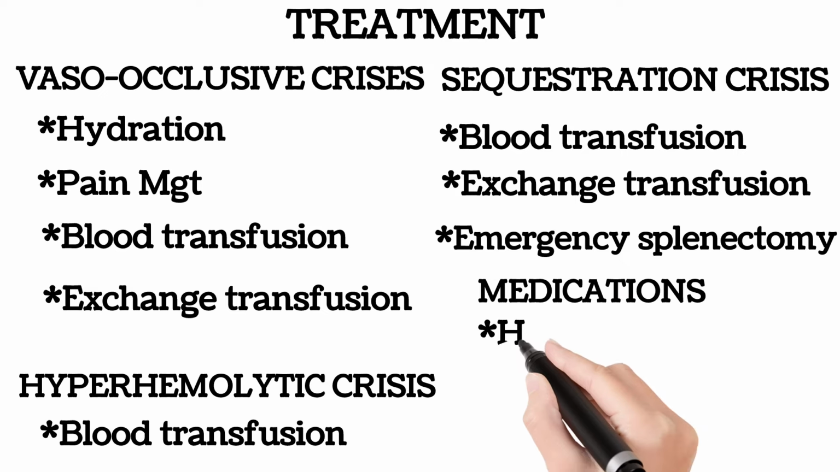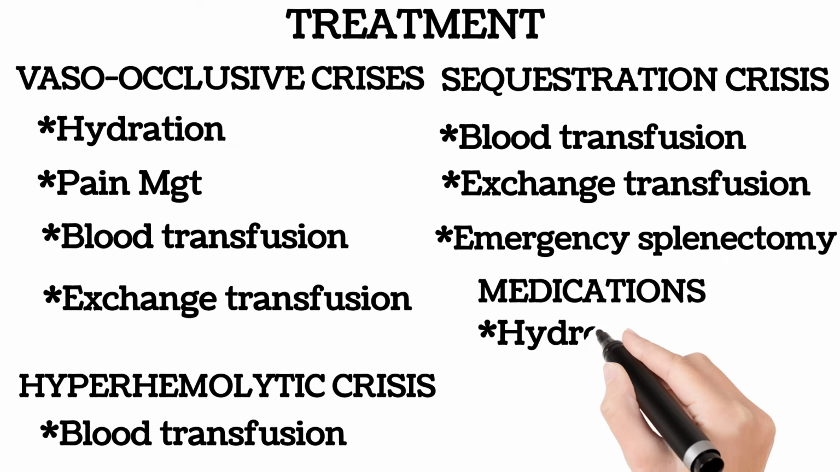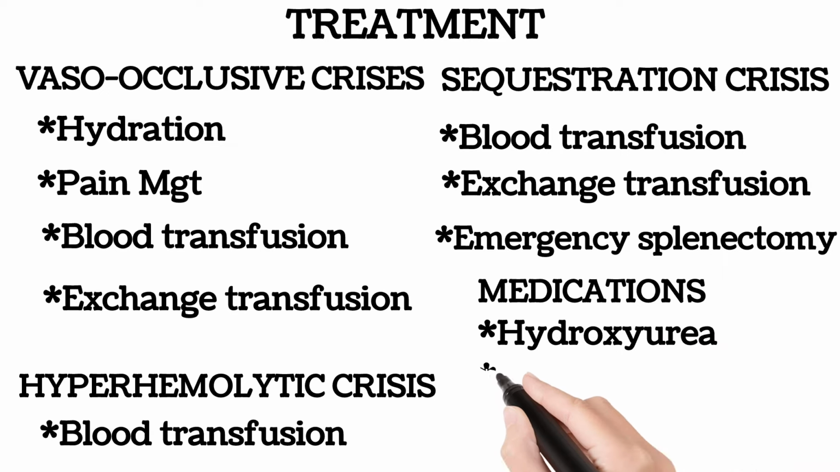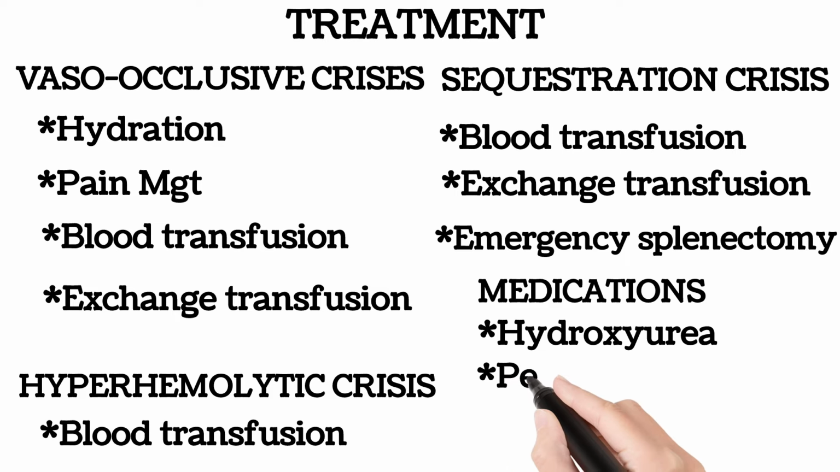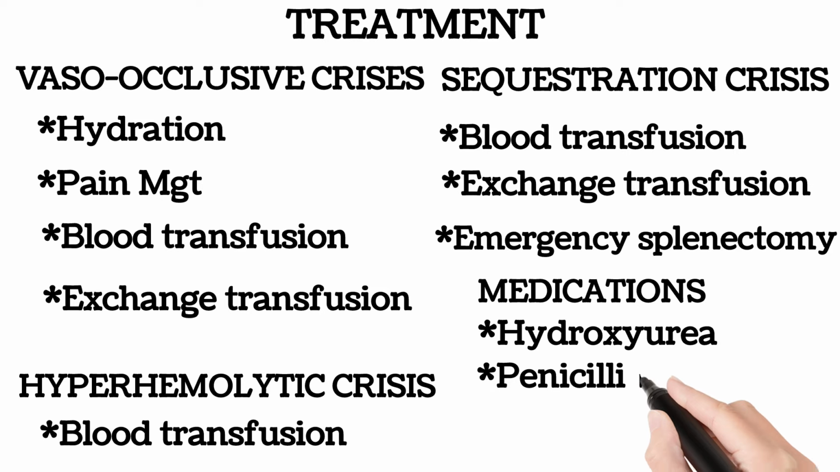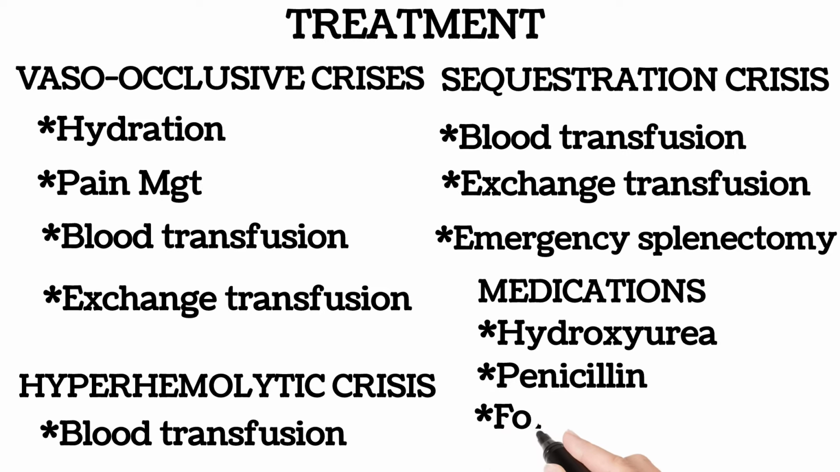Now there are some medications that we give sickle cell patients, especially in children. Yes, so you can give hydroxyurea, which helps in the production of hemoglobin F, and penicillin. Penicillin helps to protect against encapsulated bacterial infection. You can give folic acid, and then Zincovite.